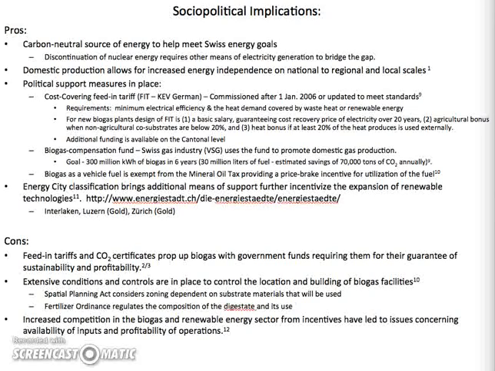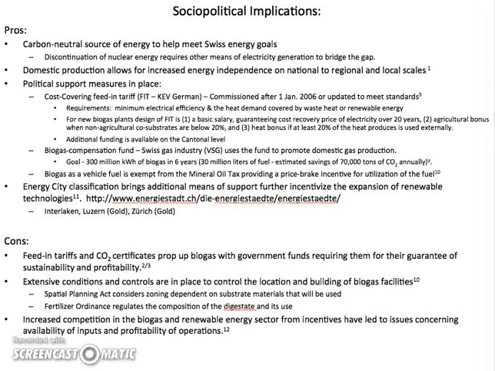They can also receive an agricultural bonus when the non-agricultural substrates are below 20%. And there's a heat bonus that's available if at least 20% of the heat that the facility produces is used externally. And then there's additional funding available at the cantonal level.